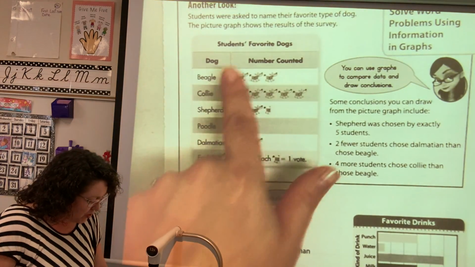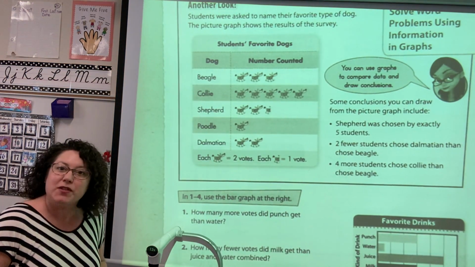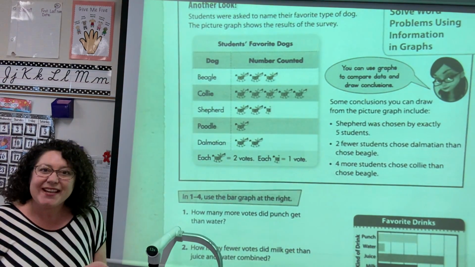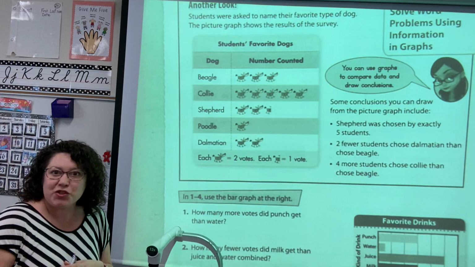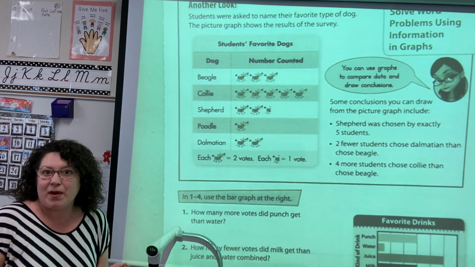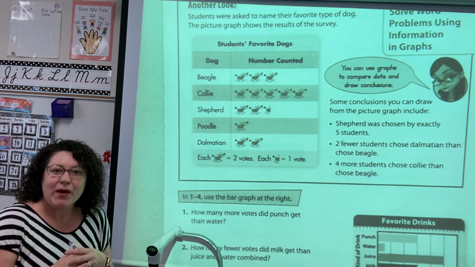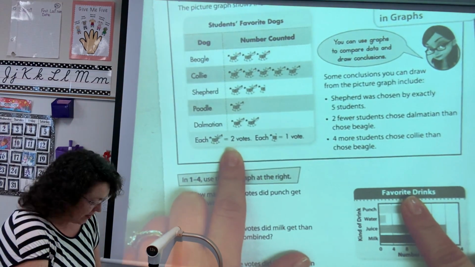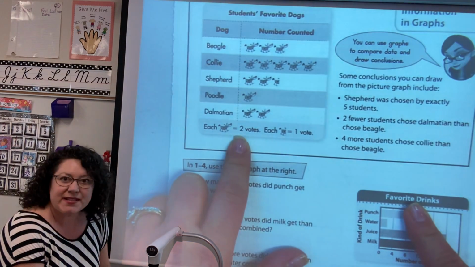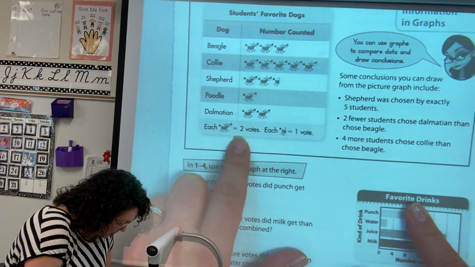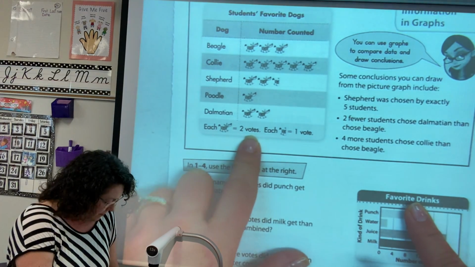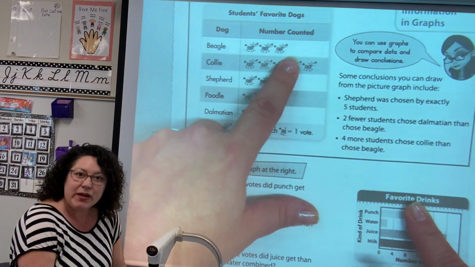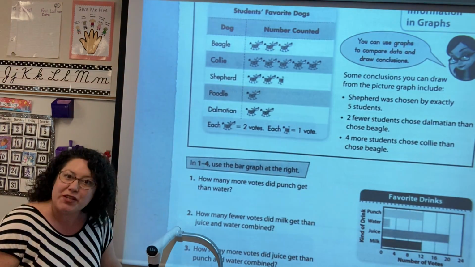Okay, students were asked to name their favorite type of dog. This picture graph shows the results of their survey. And just like I said yesterday, what I always like to do with a picture graph is go ahead and have them all counted, so when I answer the questions, I don't have to go back and recount. So if I look down at the bottom, the scale, each dog is worth 2 votes, and each half a dog is worth 1 vote. So I'm going to go ahead and count and mark it on my chart.